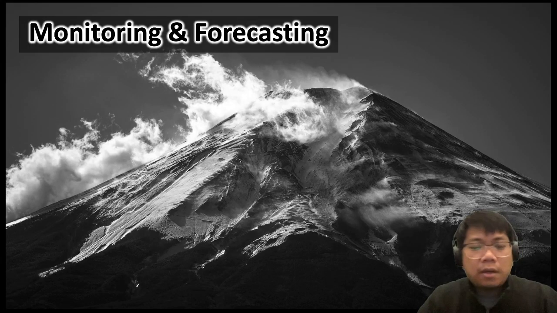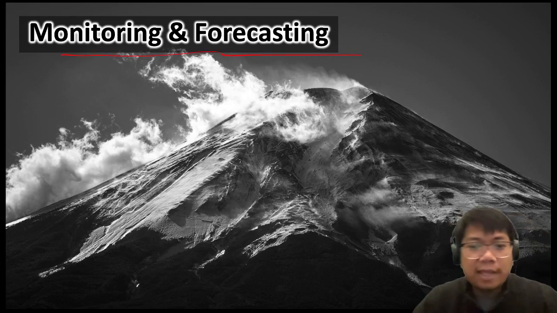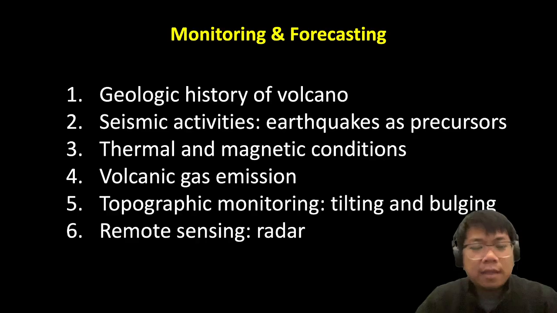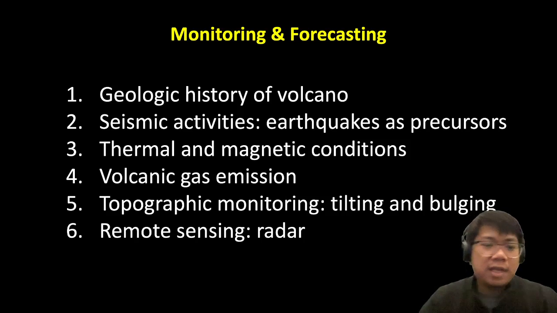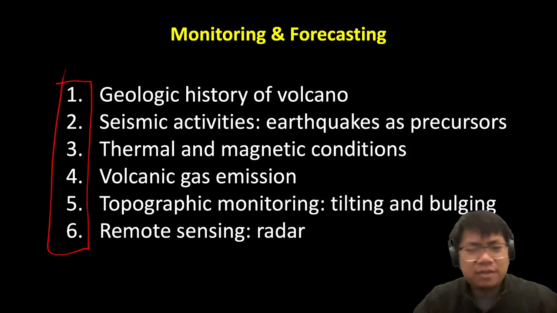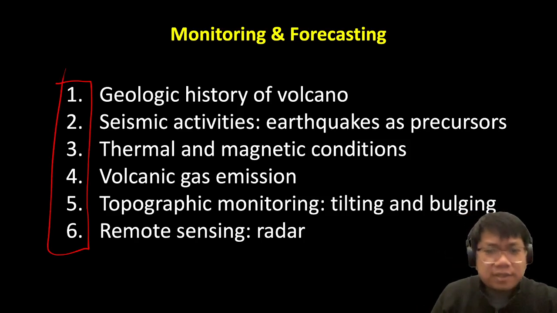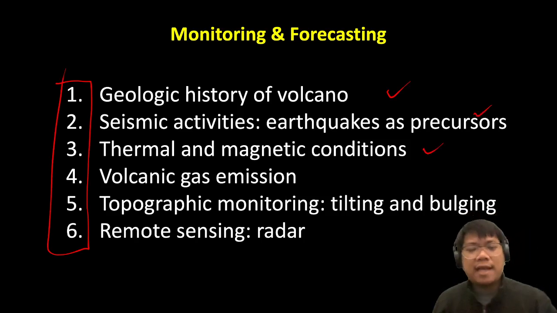Okay. All right, so the last part of this lecture about volcanoes is something related to the monitoring and forecasting of volcanic eruptions. To monitor and forecast volcanic eruptions, we use a combination of these 6 different elements that you see here in this slide, okay? And that could include geologic history, seismic activities, the thermal and magnetic conditions.